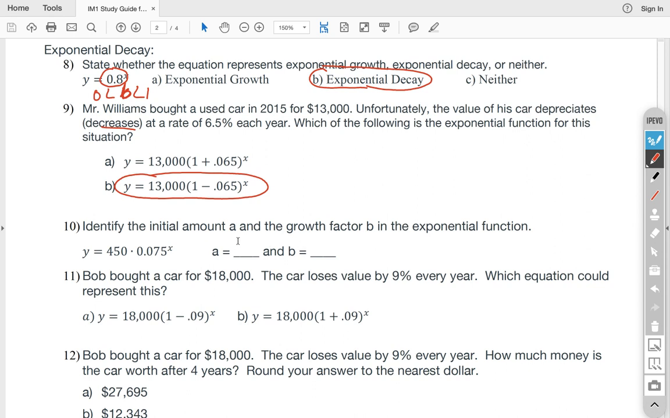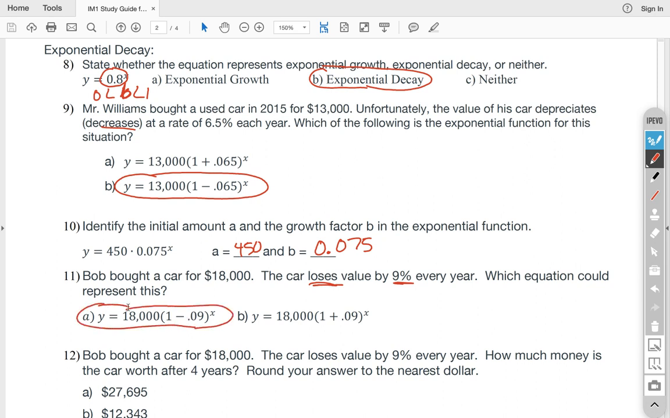Identify the initial amount A and the growth factor B in the exponential function. So we have A is 450 and B is 0.075. 11, Bob bought a car, $18,000. The car loses value by 9%. What equation could represent this? So losing value, not plus, it's gaining, so minus. So it's this one.